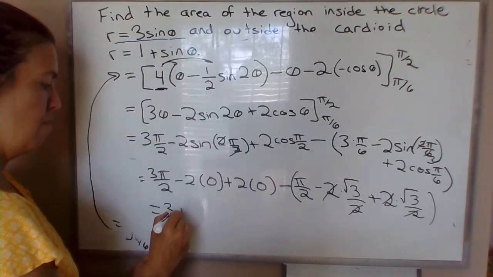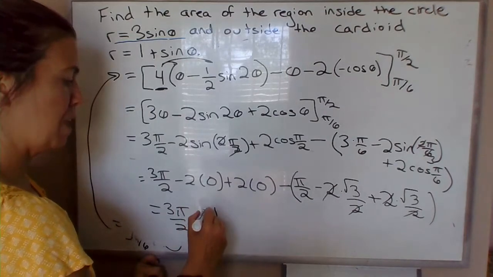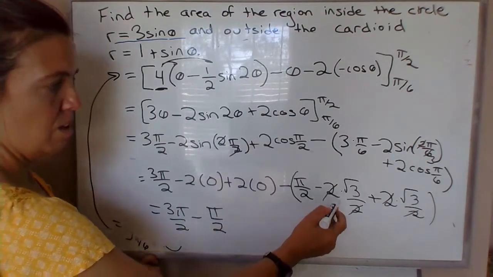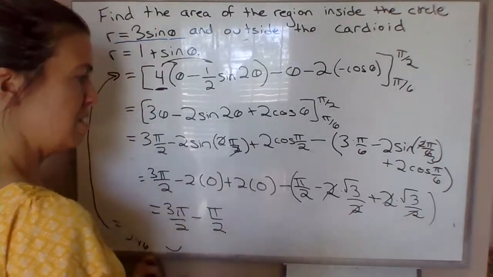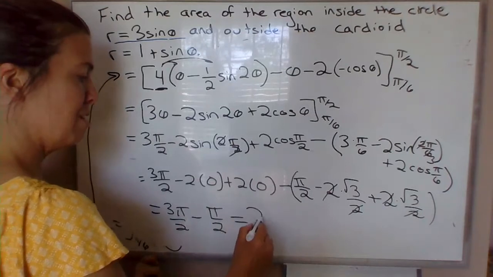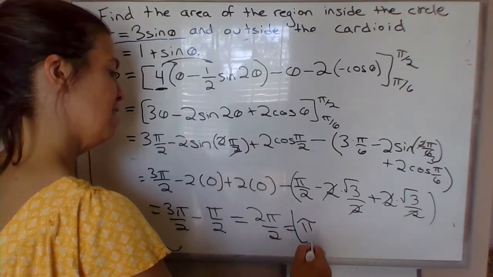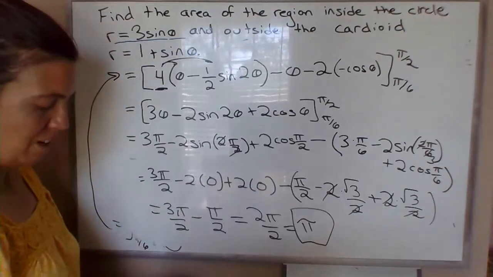And so what do we have? 3 pi over 2 minus 0 plus 0 minus pi over 2. And then the square root of 3's canceled each other out. So 3 pi minus 1 pi, this is 2 pi over 2. So our final answer is pi square units enclosed in that graph.